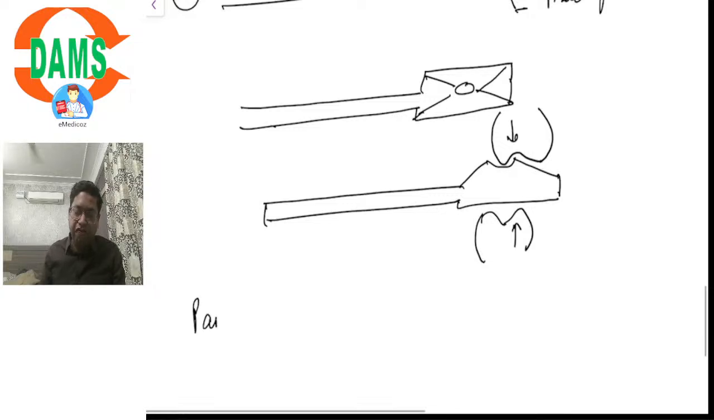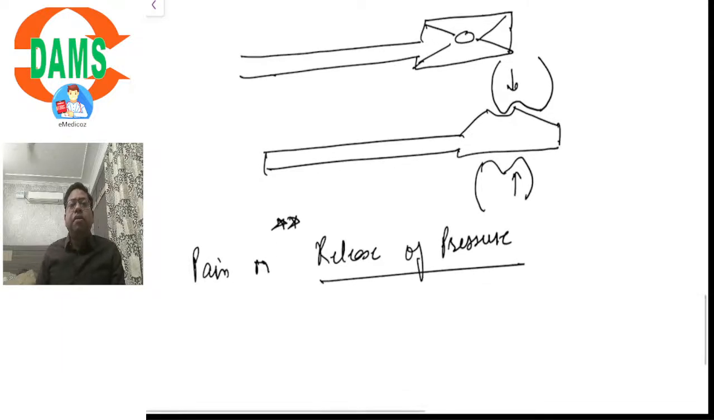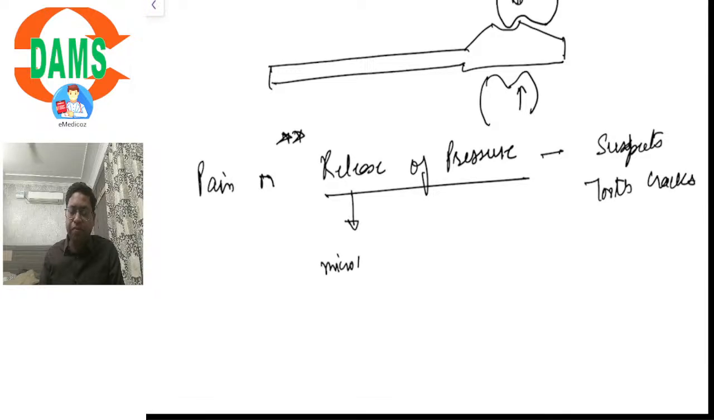So the patient feels pain many a time on release of pressure. The patient bites down, it is okay, but when the patient releases, there's pain. It raises suspicion of a tooth crack. See, cracks are incomplete fractures, so they are difficult to diagnose. With the release of pressure, there is suspicion of tooth crack. What happens due to release of pressure? There is microscopic movement of fracture segments.